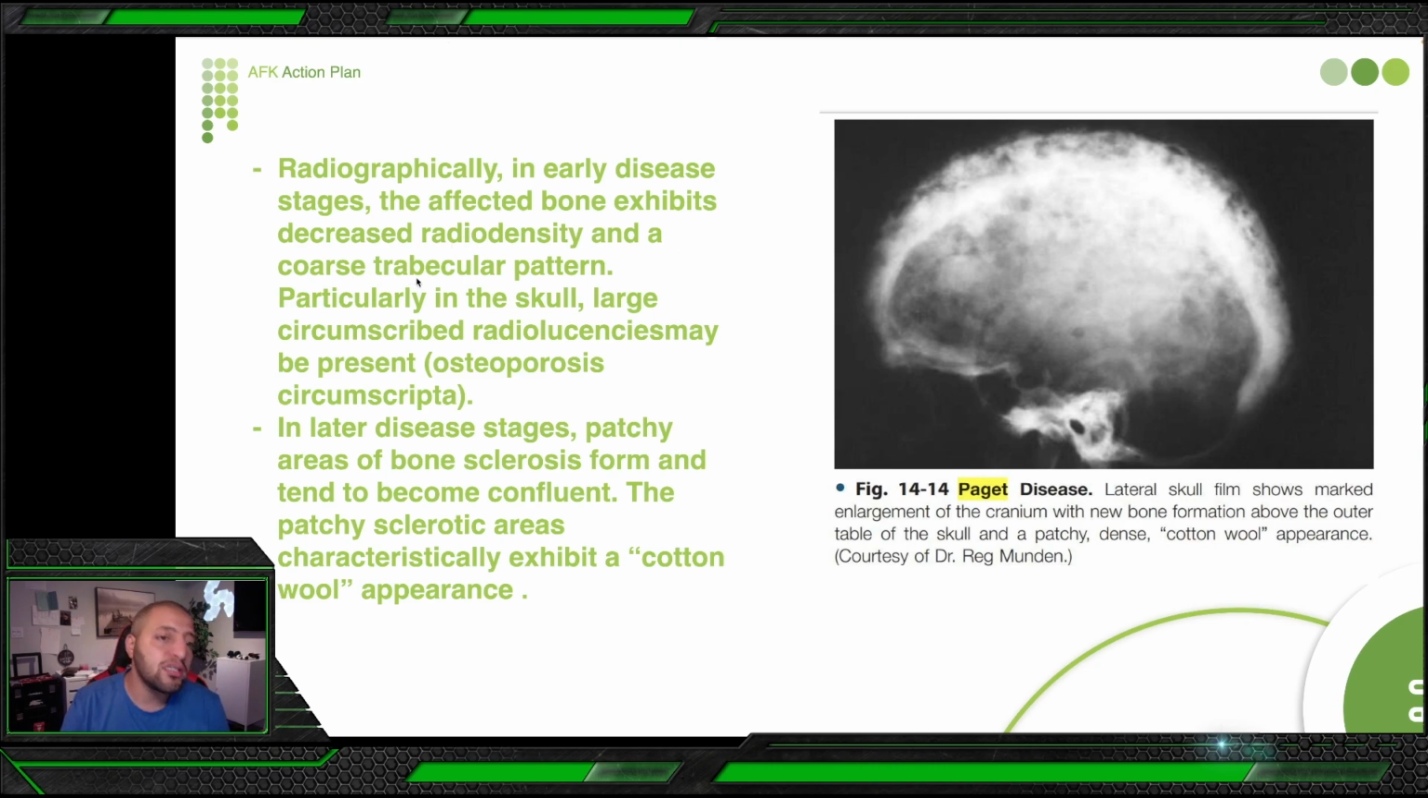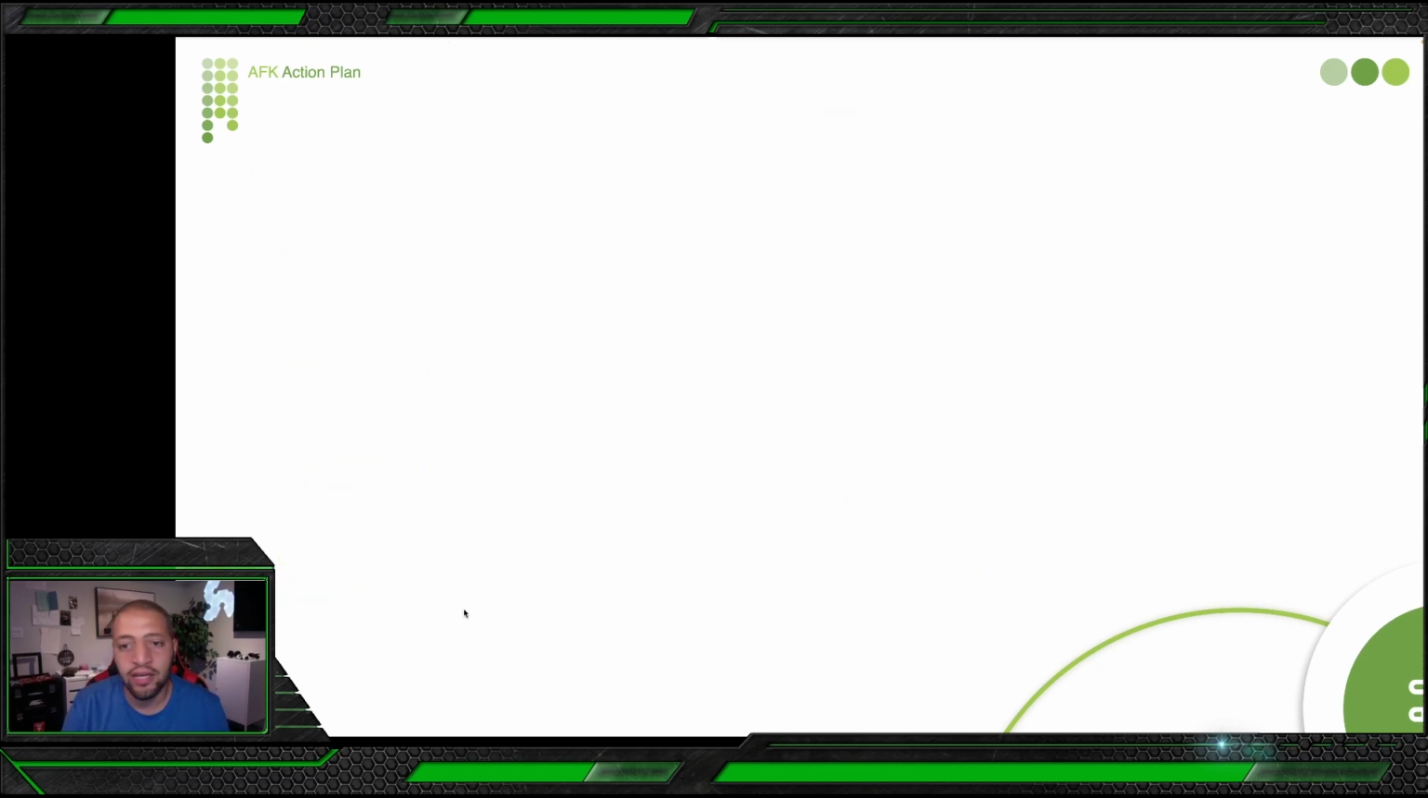and a coarse trabecular pattern. Particularly in the skull, a large circumscribed radiolucency may be present, which we call osteoporosis circumscripta. In later disease stages, patchy areas of bone sclerosis form and tend to become confluent. The patchy sclerotic areas characteristically exhibit a cotton wool appearance. And this is the bottom line for this condition.